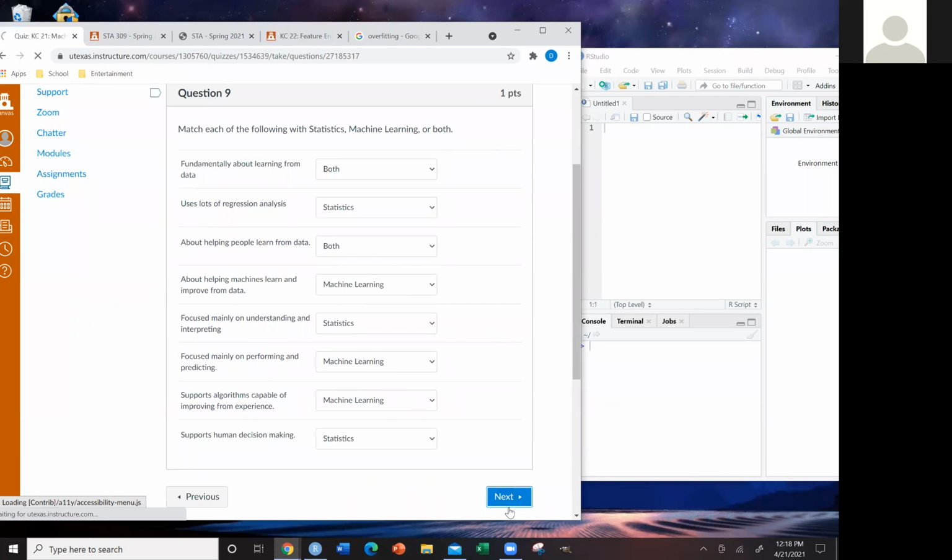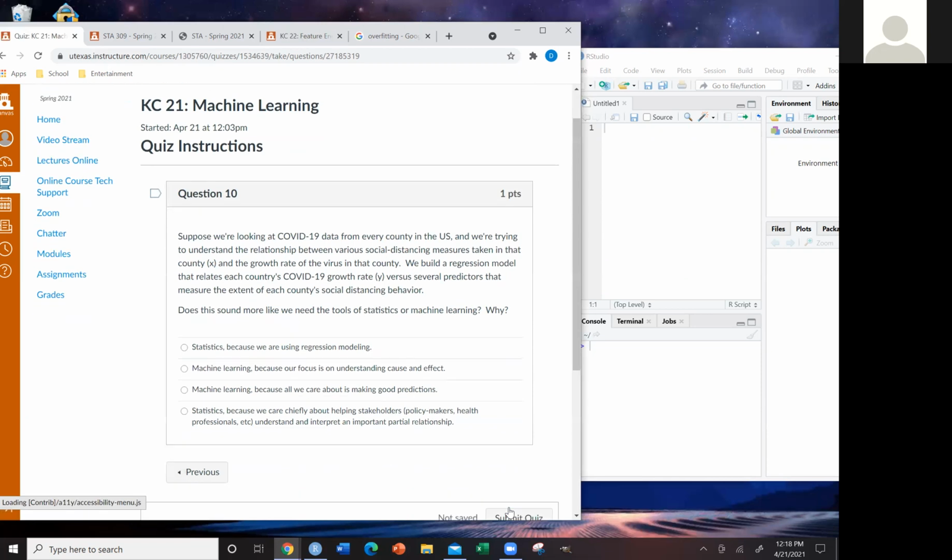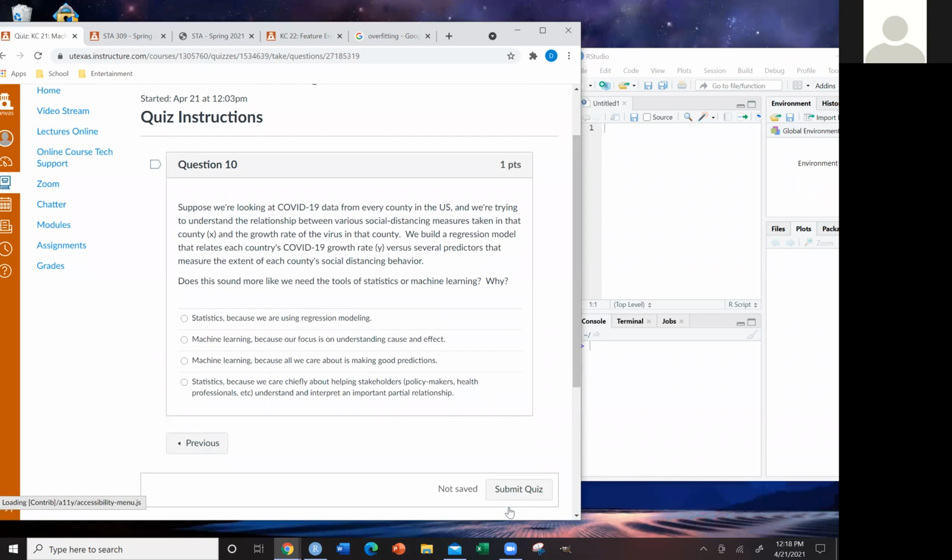Yeah, I could see the answer to the second one being both, but cross our fingers. Suppose we're learning about COVID-19 data from every country. We're trying to understand the relationship between various social distancing measures taking place in county X and the growth rate of the virus in that county. I might have said country, but I meant to say county. Build a regression model that relates counties' growth rate versus several predictors that measure the extent of the social distancing behavior. This is statistics. We're using regression modeling. It seems like either A or D.